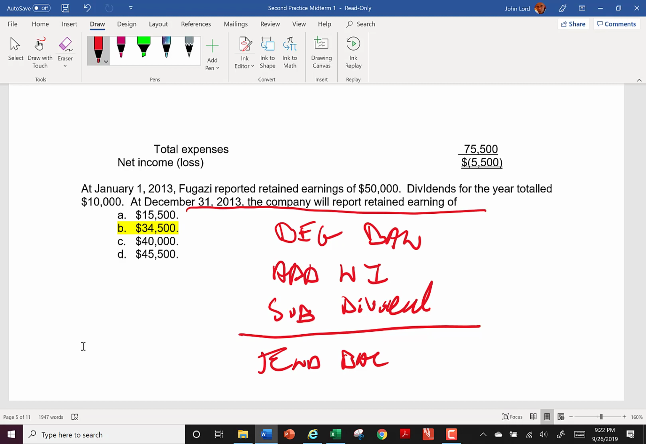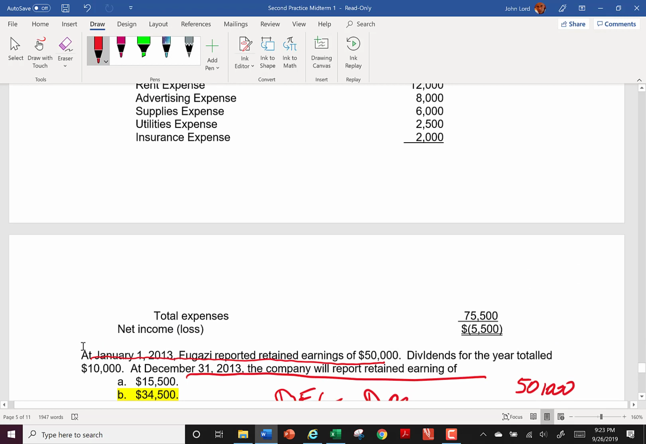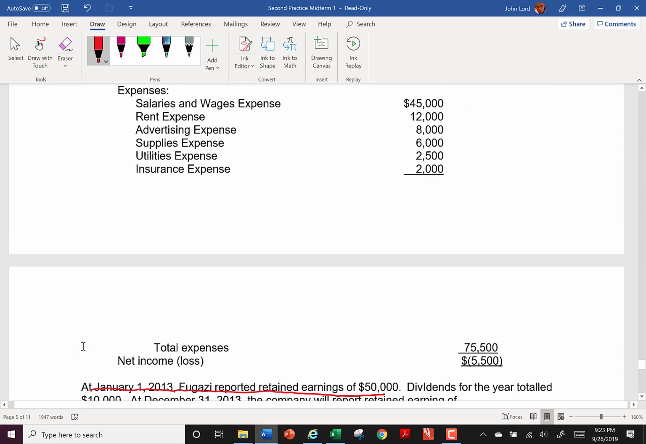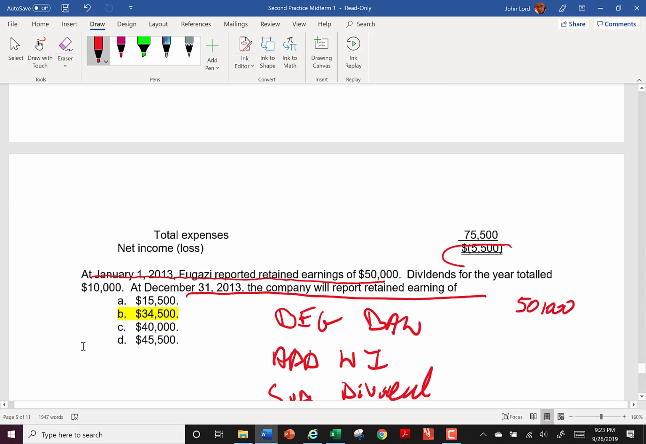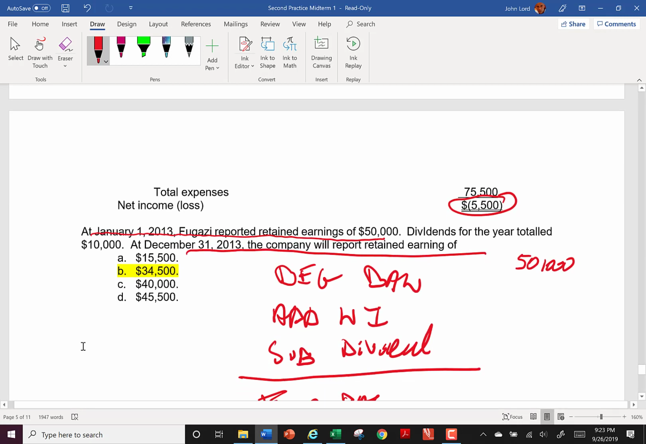Do they give me a beginning balance for retained earnings? Does January 1st start a year? Good. 50,000 is the beginning balance. Now I have to add the net income, don't I? And they give me the income statement, which is revenue minus expenses. Uh-oh. This company has more what? More expenses than revenues. They have a loss, don't they? Can that happen? If that happens, my add of net income actually becomes a subtract, doesn't it?